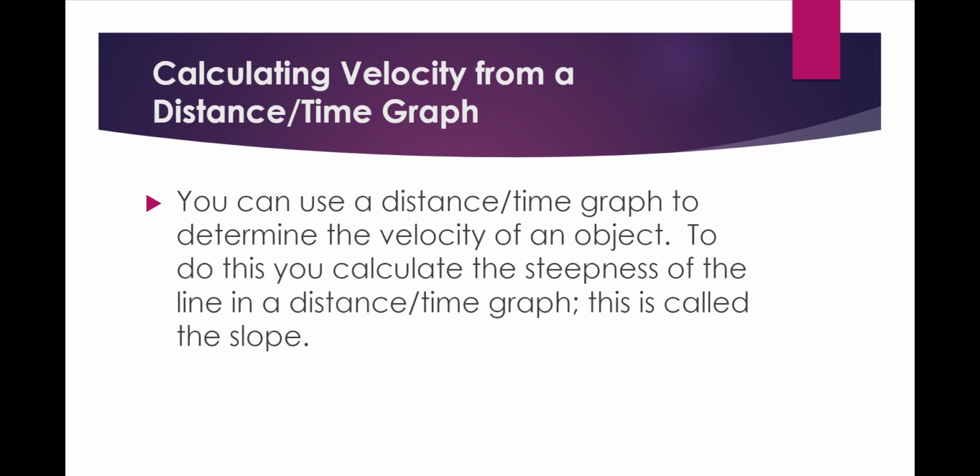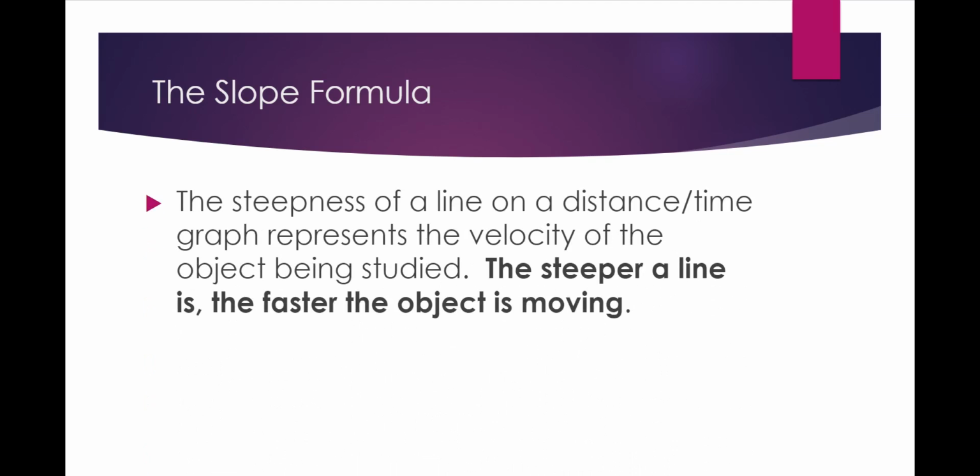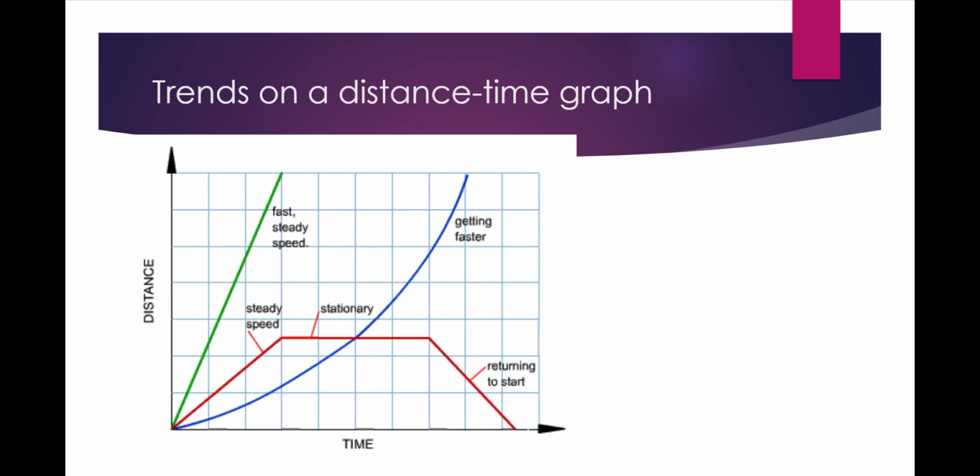You can use a distance time graph to determine the velocity of an object. To do this, you calculate the steepness of the line in a distance time graph. This is called the slope. The steepness of a line on a distance time graph represents the velocity of the object being studied. The steeper a line is, the faster the object is moving.